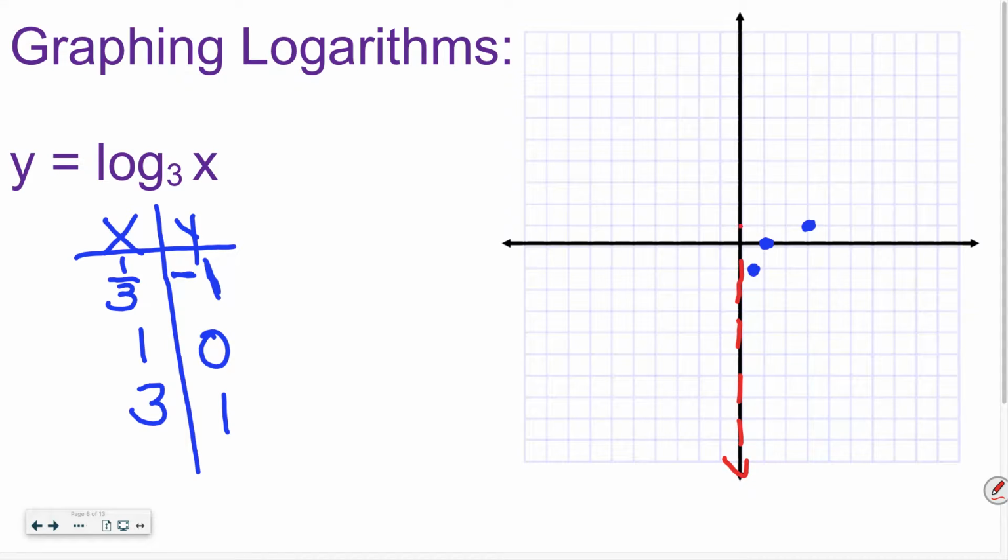We will draw in our vertical asymptote and label it. So you'll notice, since this is the inverse to 3 to the x, we have that reflection about the line y equals x. Okay, so instead of exponential growth, we've reflected about y equals x, and now it's this logarithmic. Let's talk about domain and range.